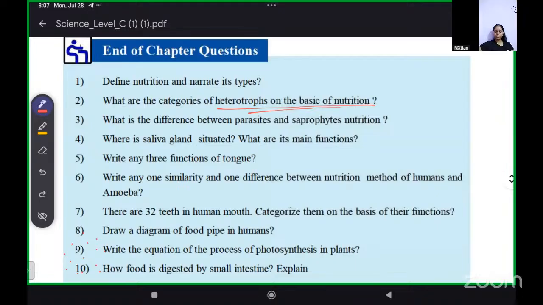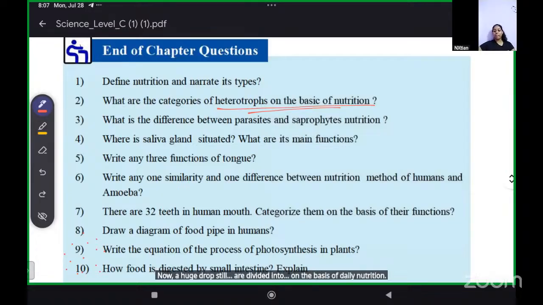Okay, ma'am. Ma'am, can I do this exercise and then send a picture to you? Yes, you can do that. Not an issue. Yes, Anna, you can drink water. Now, heterotrophs are divided into carnivores, herbivores, and omnivores on the basis of their nutrition.